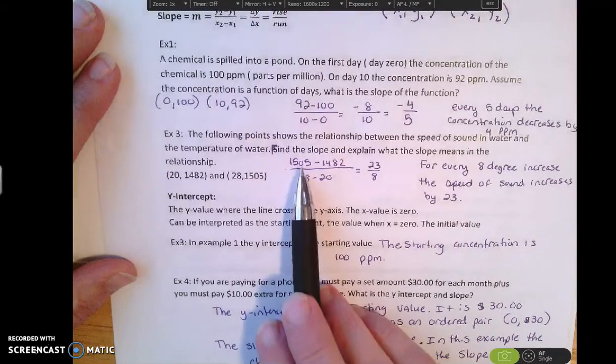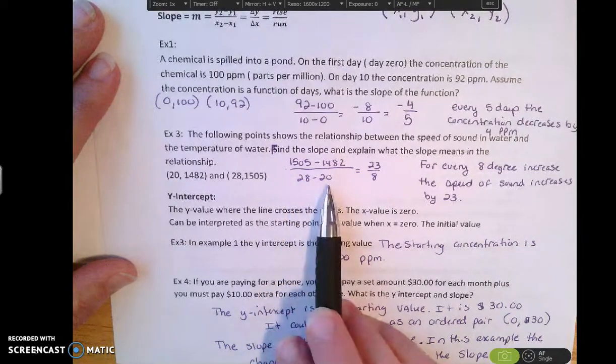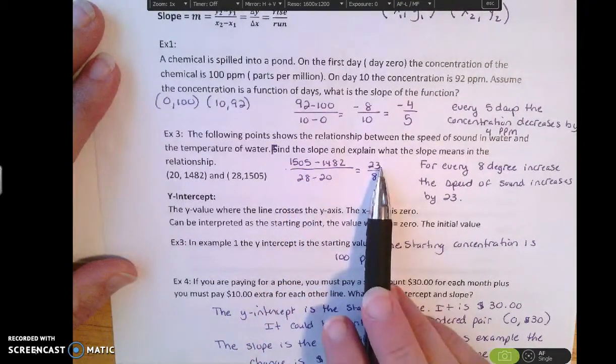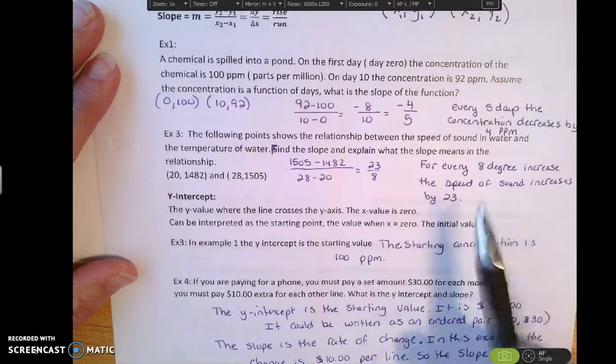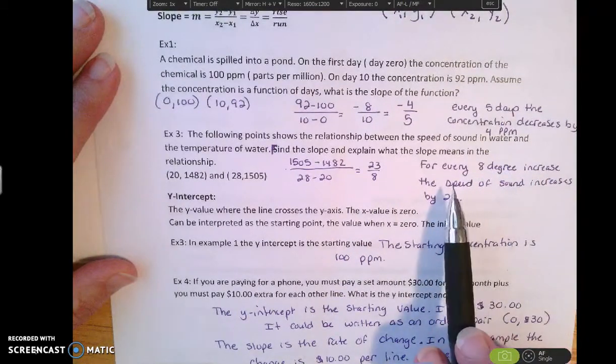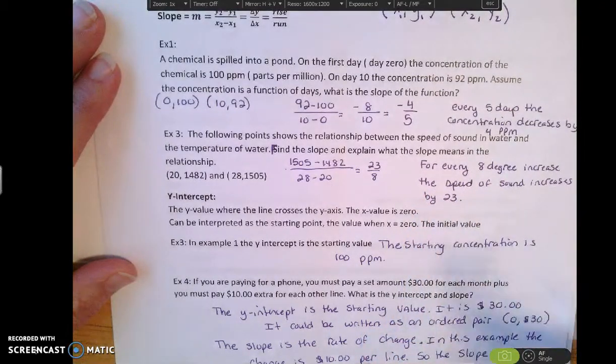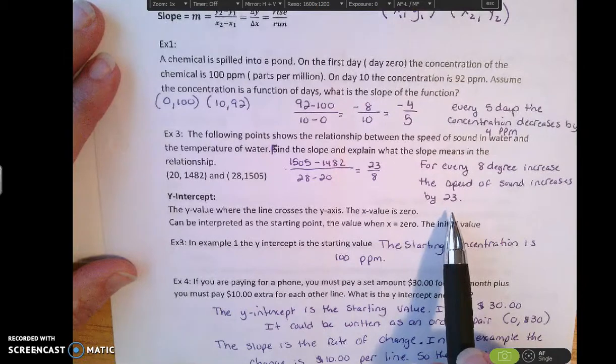The speed increases. So 1505 minus 1482, 28 minus 20 gives me 23 over 8. So that says for every 8 degrees increase, the speed of sound will increase by 23. Okay?